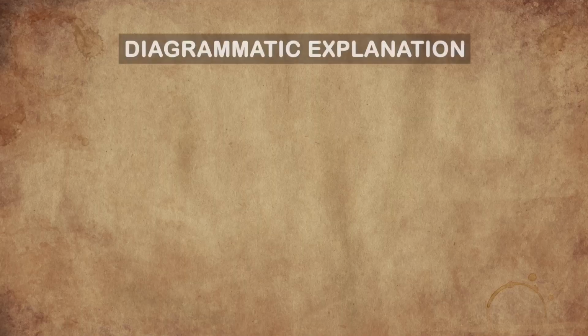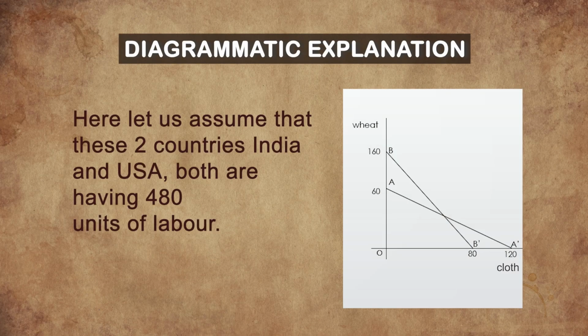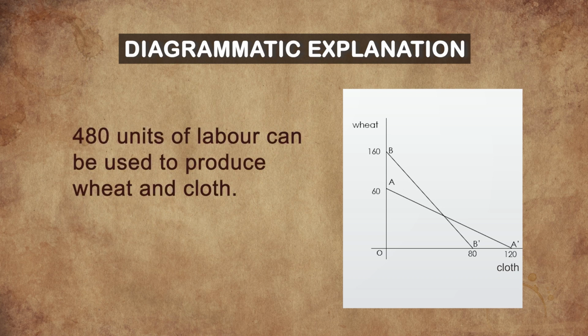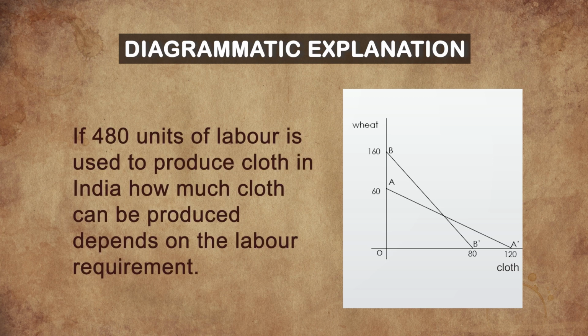I can use a simple diagram to explain this phenomenon. And of course, after that, I will come to another interesting portion. So here, let us assume that these two countries, India and USA, both have 480 units of labor. And 480 units of labor can be used to produce wheat and cloth. Now, if 480 units of labor is used to produce cloth in India, how many units of cloth could be produced?